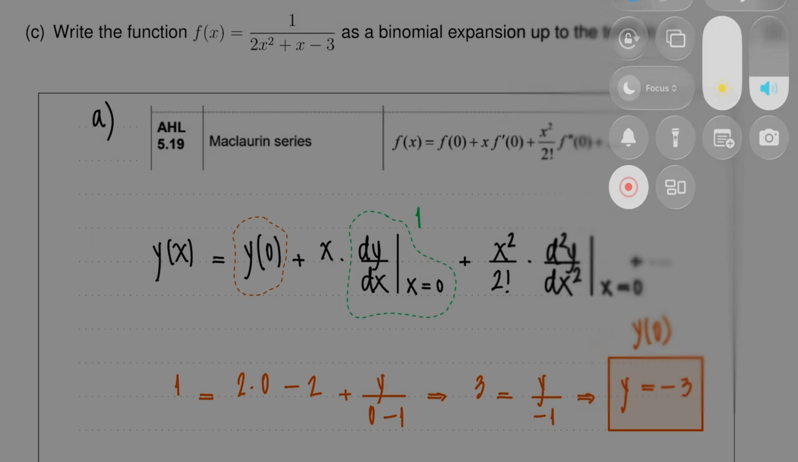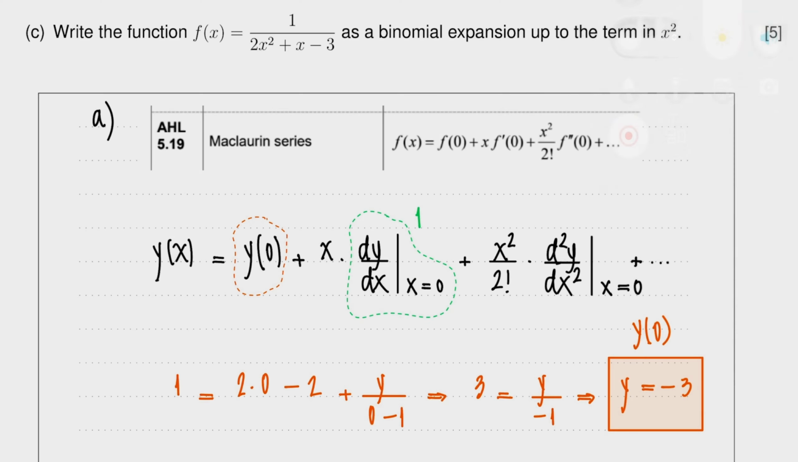Now, lastly, we need d2y/dx squared, which is the second order derivative of y with respect to x, and more precisely, exactly at x equals 0. So let's first find the second order derivative of y.